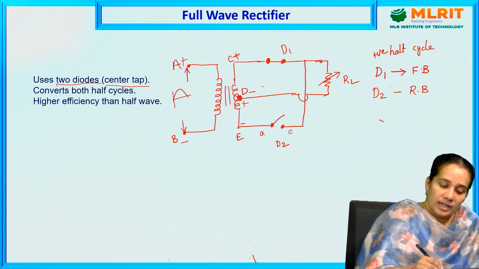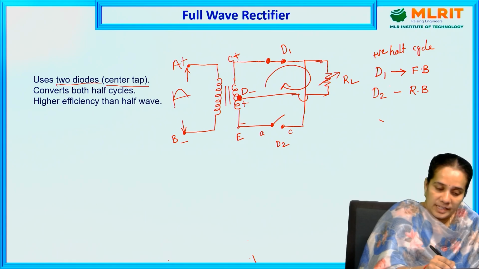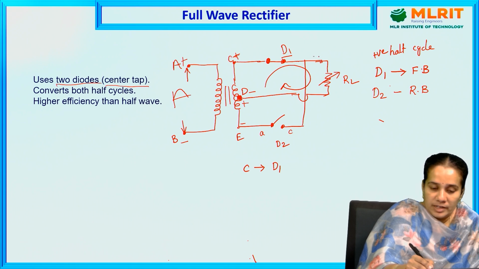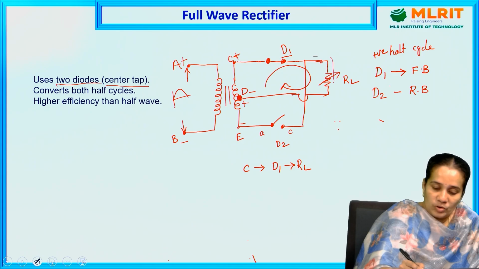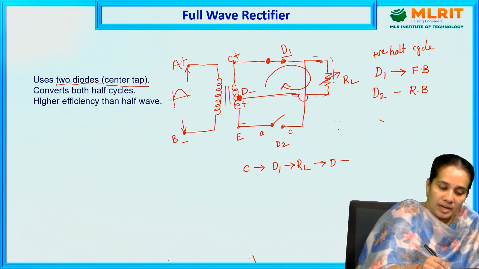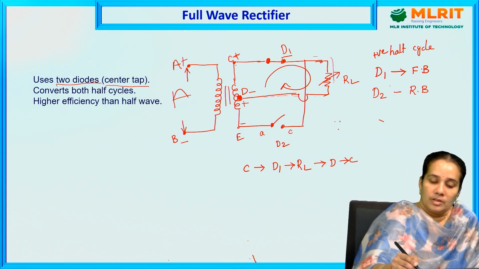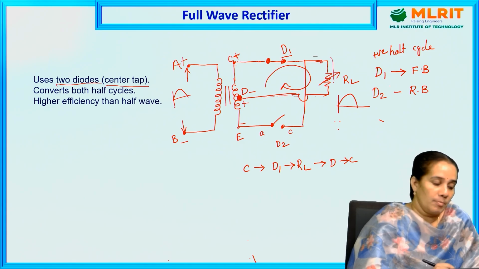Now see, the current will be transmitted in this upper loop only. So coming to the current direction, how will the current flow? From C through the diode D1 to the load resistance RL, and from the load resistance RL to terminal D, and from terminal D to C. So this is the path. So what is the output? When the circuit becomes a closed circuit, the output is equal to the input. So what is the output? Positive half cycle. So this is for the positive half cycle.